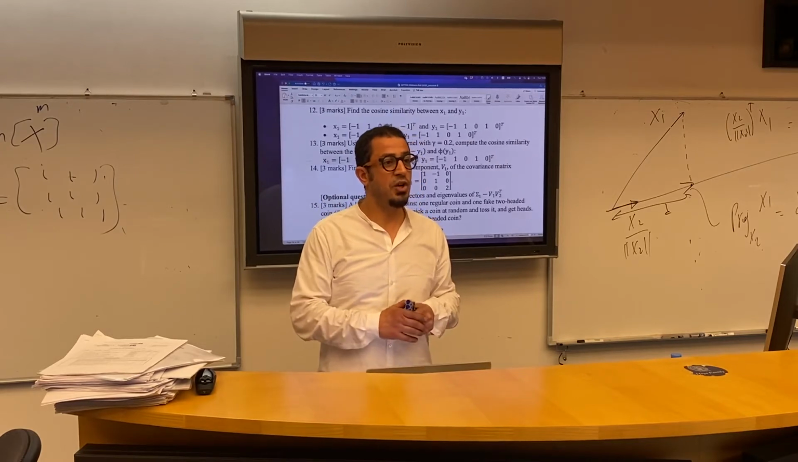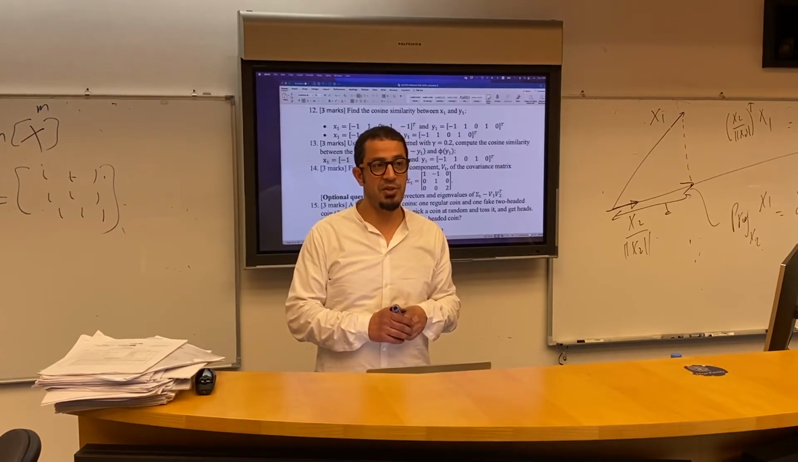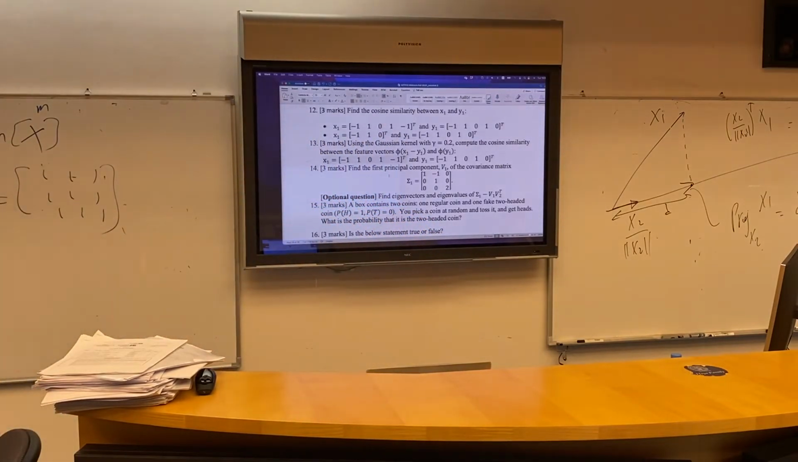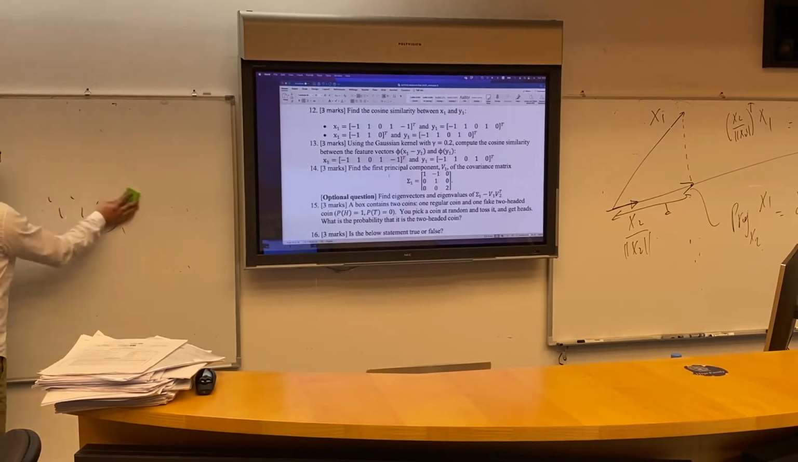Here, find the cosine similarity between x1 and x2. Who can remind me about the cosine formula? So, cosine theta, what is it, please, here?